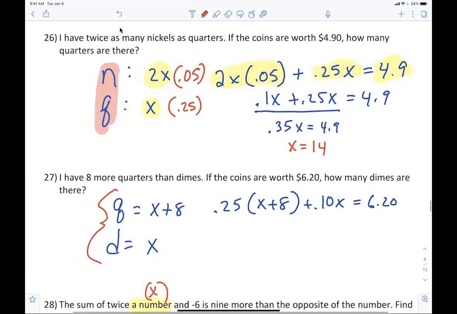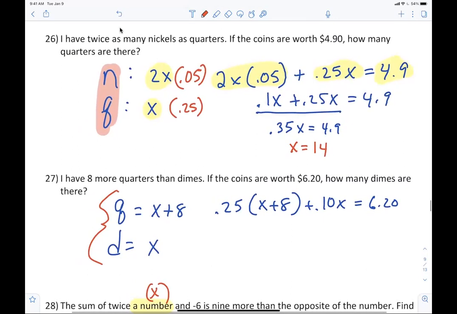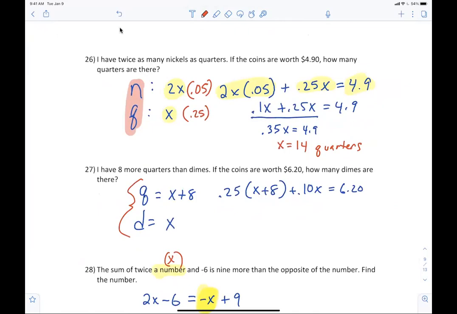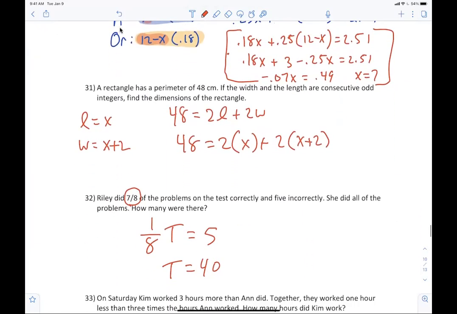Now, it wants to know quarters, right? In this case, does everybody agree? We're just going to write down there are 14 quarters. Anybody have any issues with that? Anybody? All right, I'm pretty happy with that. What, Zeb? Okay, that's good. We're jumping down to 33.